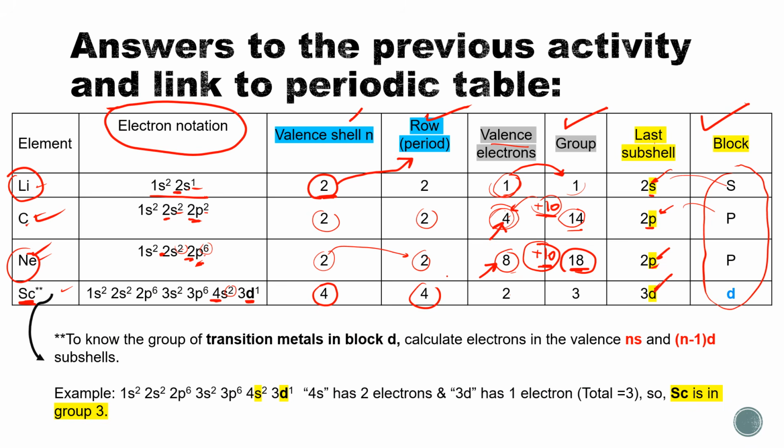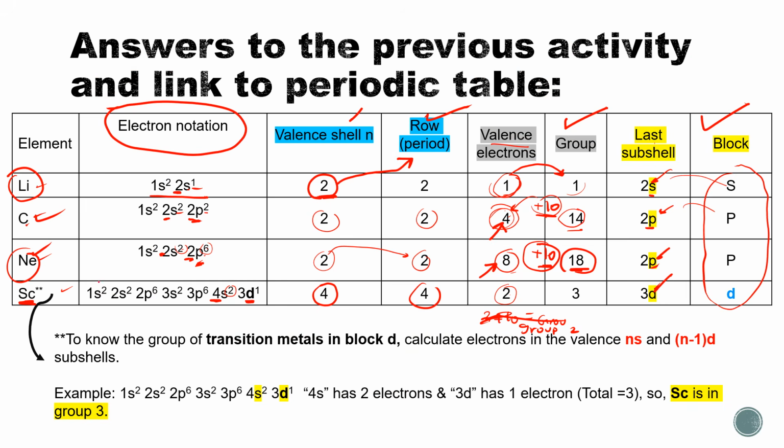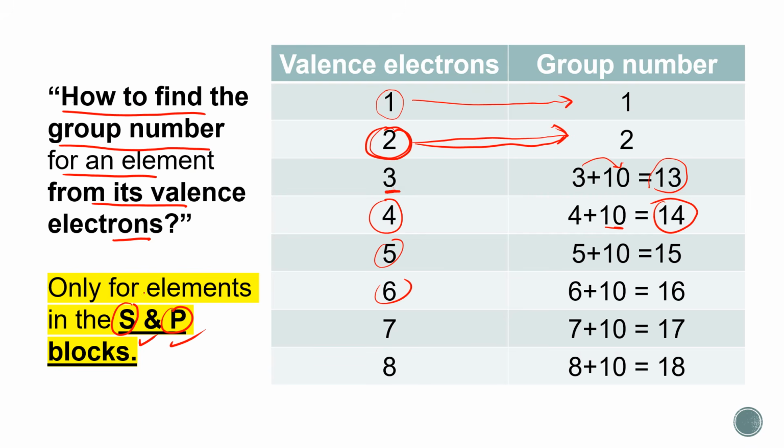So if we go back here, you might think, Mister, because it has 2 valence electrons, it should be 2 plus 10, and it should be in group 2, right? Because we said that if you have 2 valence electrons, you will be in group 2, right? But that's only true if the electron notation ends with S or P. Let's look at the electron notation for scandium. It ends with D. So we cannot use this rule.